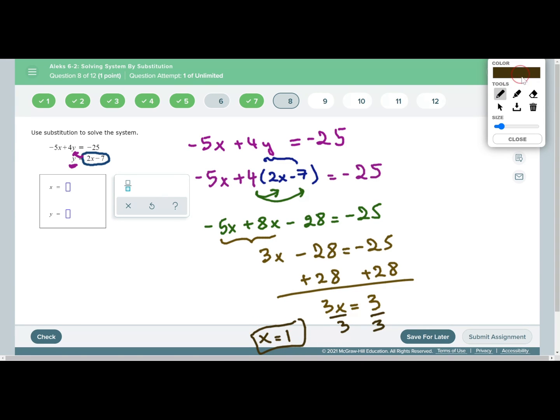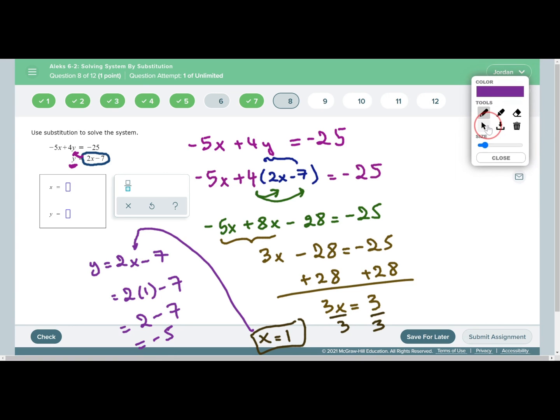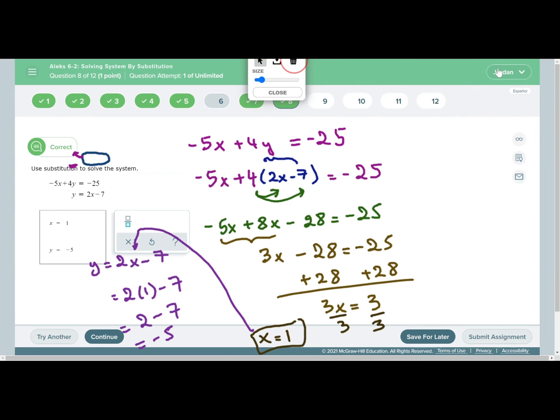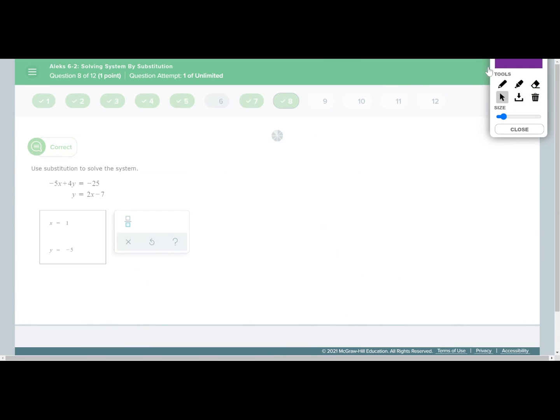Right, then we're going to solve for y. The equation is y equal to 2x minus 7. And we know x is 1. That would be 2 times 1 minus 7. That would be 2 minus 7, which is negative 5. So our answer is, now I would be more careful putting in the numbers, x is 1 and y is negative 5. All right, check. Okay, looks good.